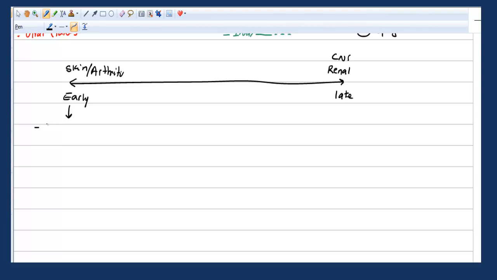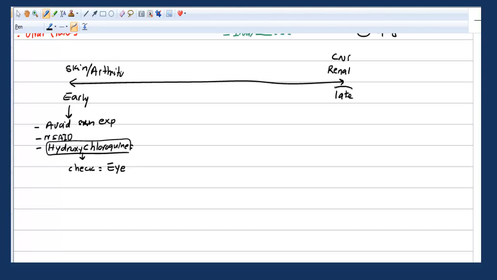Maybe you will advise avoiding sun exposure, then nonsteroidal anti-inflammatory drugs, and then hydroxychloroquine. But she's right, hydroxychloroquine is the drug of choice. Now, before hydroxychloroquine, what do I have to do for the patient? Yes, you need to check for retinal toxicity, because hydroxychloroquine causes retinal toxicity. Very good. So check the eye.